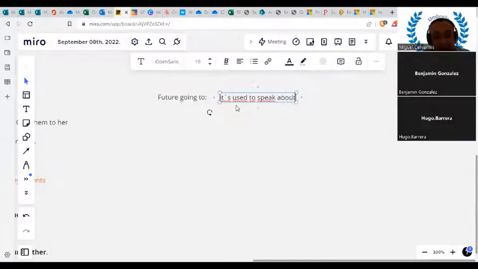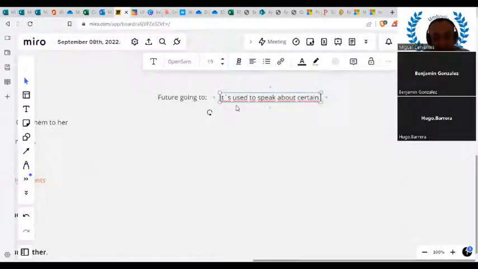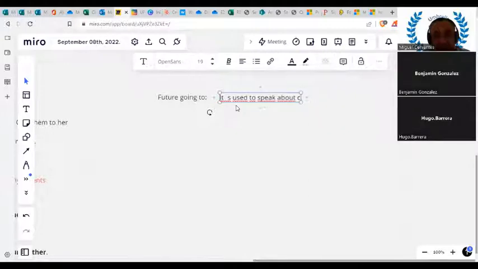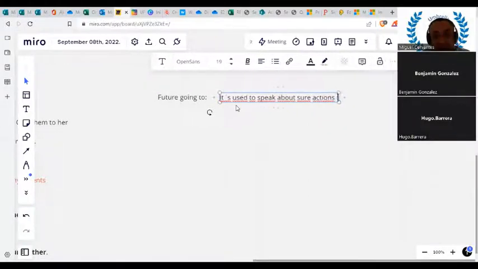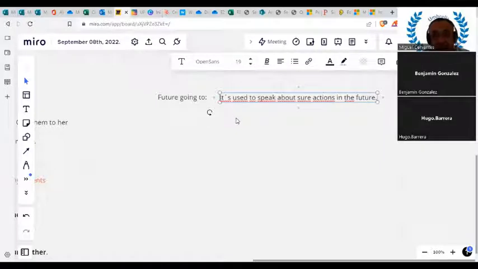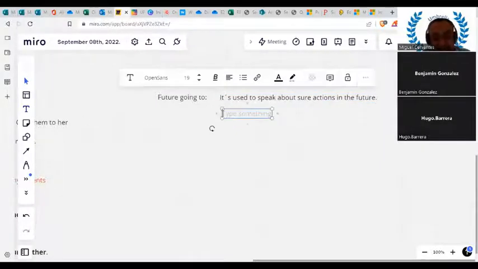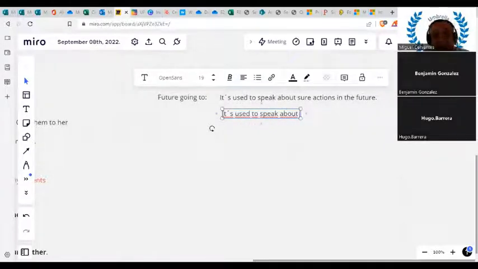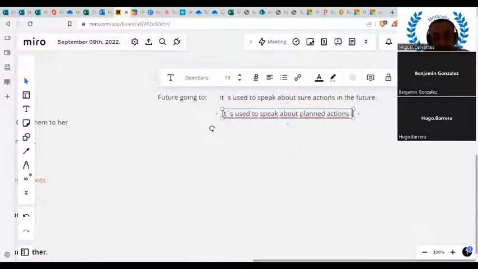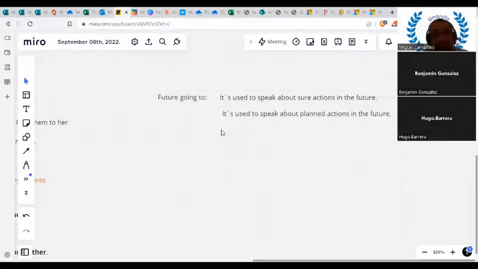It is used, look at this, to speak about certain, but sure actions in the future. Or it's used to speak about planned actions in the future. Basically, two uses. One, to speak about sure actions in the future, or to speak about planned actions in the future.